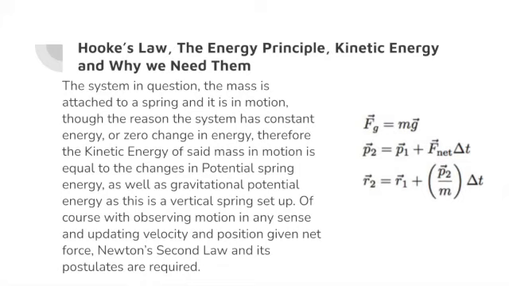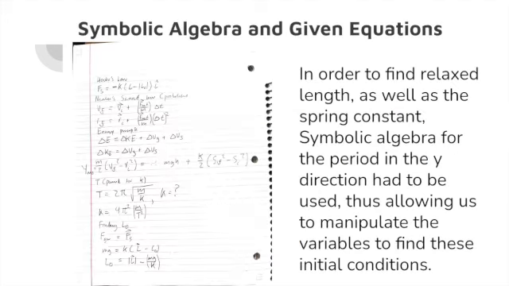The system in question: the mass is attached to the spring and it's in motion. The system has constant energy, or zero change in energy, therefore the kinetic energy of said mass in motion is equal to the changes in potential spring energy as well as gravitational potential energy, as this is a vertical spring setup. Of course, with observing motion in any sense and updating velocity and position given net force, Newton's second law and its postulates are required.